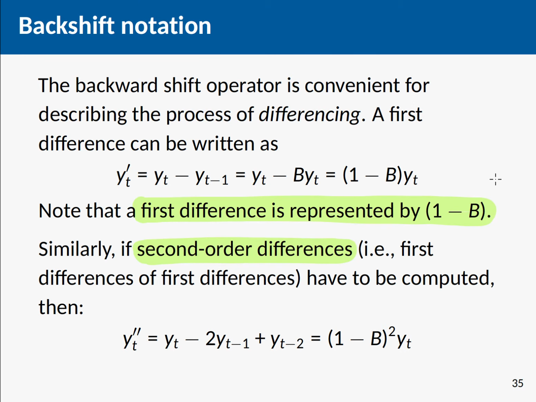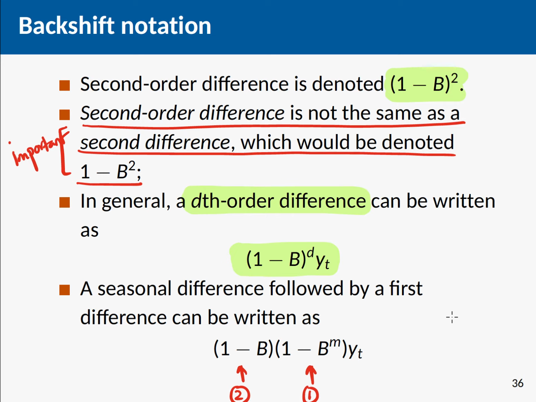If you wanted to do a second order differencing, then that would be 1 minus B whole squared operated on yt. Now remember that second order differencing is not the same as the second difference. The second difference would be represented by 1 minus B squared, but what we are usually interested in is first order differencing or second order differencing to make the time series stationary. In general, a dth order difference can be written as 1 minus B to the d times yt.